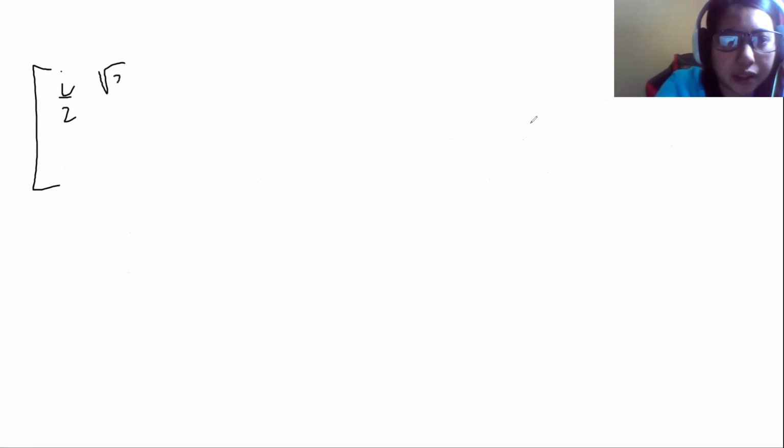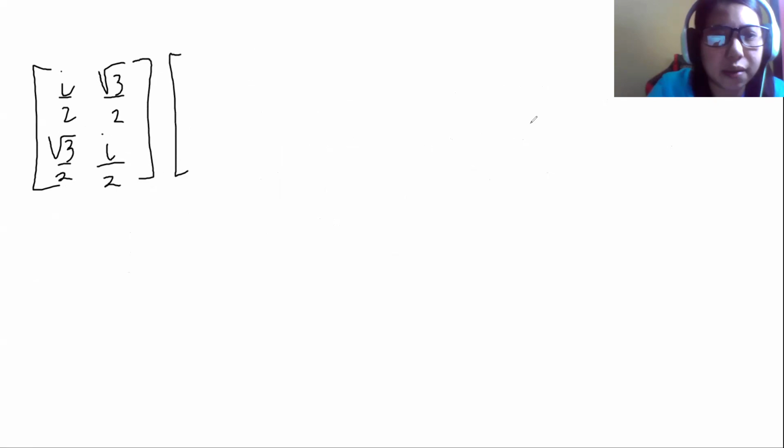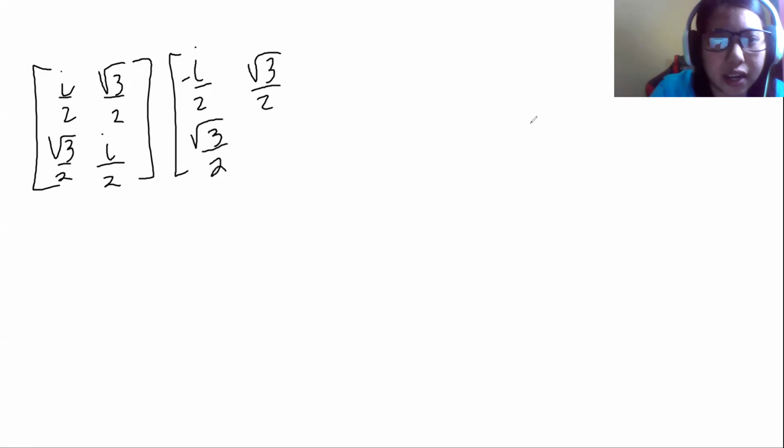Let us rewrite it. So as mentioned, we are computing for i over 2, square root of 3 halves, square root of 3 halves, and i over 2. And our A sub H is negative i square, and then square root of 3 halves, square root of 3 halves, and negative i square.